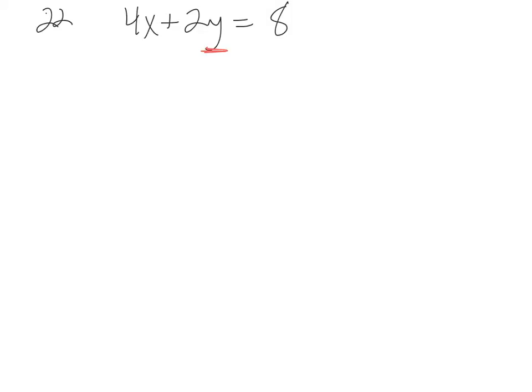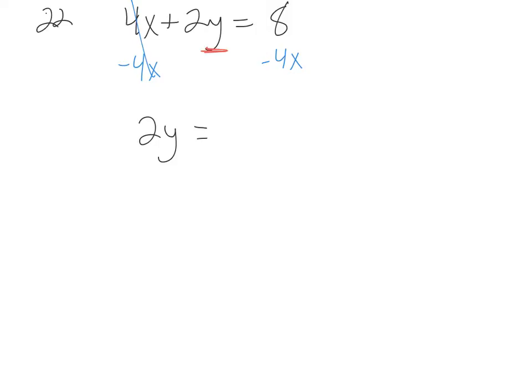So the first thing we're going to move is this 4x. We want to move this 4x to the other side of the equation. So in order to do that, we are going to subtract 4x from both sides. We're undoing what's being done. 4x is being added to 2y. So how do we undo that? We subtract 4x from both sides. So they zero out here, and you're left with 2y here. And then you're left with 8 minus 4x.